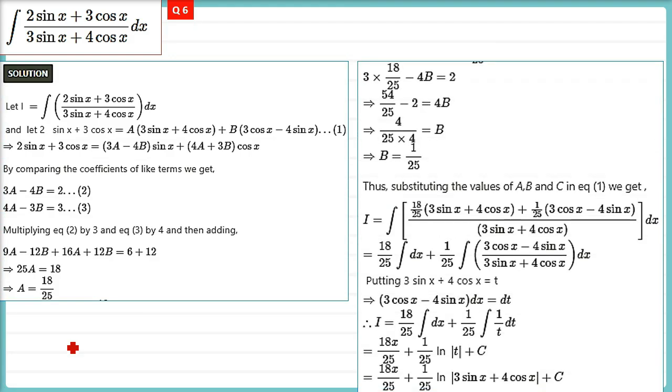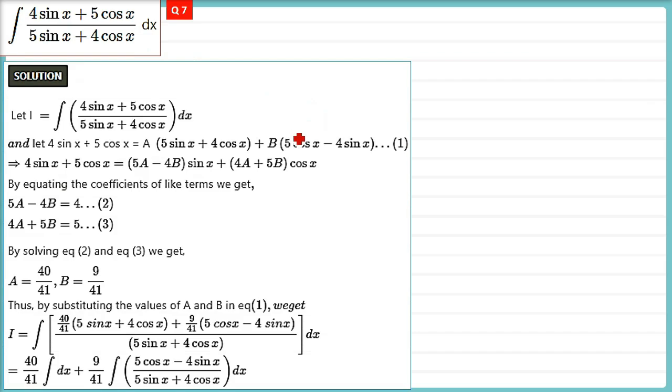This question we have done already, and the next question is also of the same approach, same thing we have to do. As I indicated earlier in the previous question, this question will be exactly the same as the previous one.